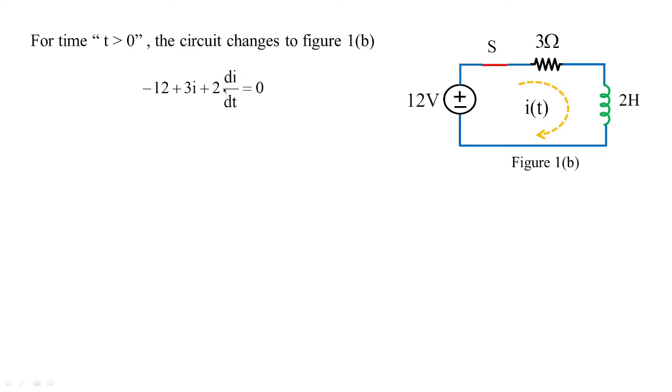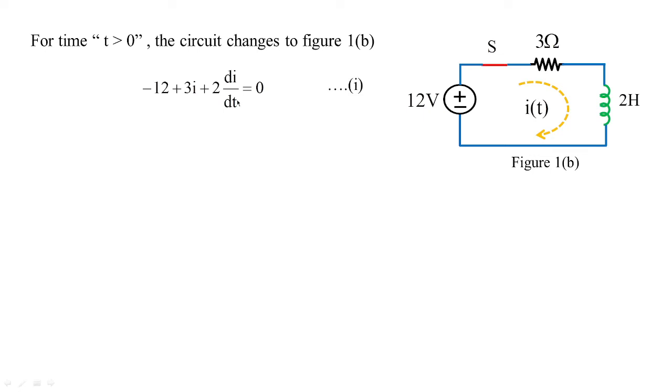How did we get this formula? According to Faraday's law of electromagnetic induction, the voltage developed across an inductor is given as L di by dt. So the L value is 2, times di by dt. Hence we have satisfied Kirchhoff's voltage law for these passive elements which are connected to 12 volts. So this is what we have obtained.